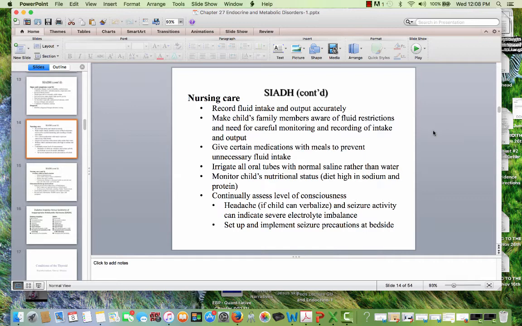Strict I's and O's, as I mentioned, diaper weights must be obtained from those kids who are infants, who are not potty trained, or who are bedbound. Let's see, some other things that you're going to do is, as I said, seizure precautions. So you should have all of this precaution equipment at the bedside.